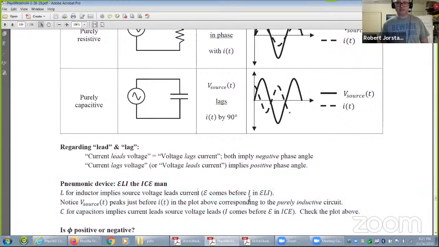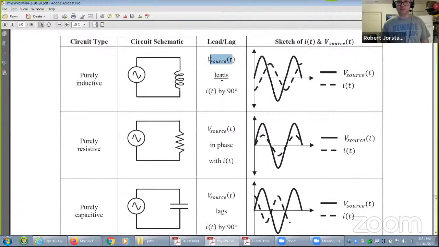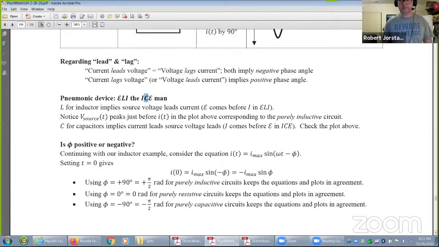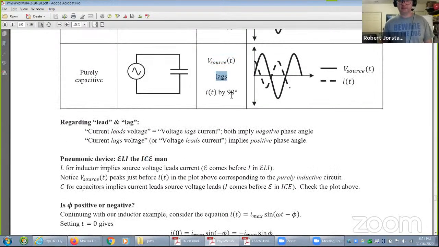So the idea here is Eli has source voltage and current in it. And notice for an inductor, E comes before I. That means voltage comes before current, or voltage leads current in the word Eli. Voltage leads current for an inductor. Next, ice, I comes before E, so it's exactly the opposite. Current leads voltage, or you could say voltage lags current for a capacitive circuit. Voltage lags current for capacitive. Eli the Ice Organism. Check it. So far, so good. That's how you can remember this one.